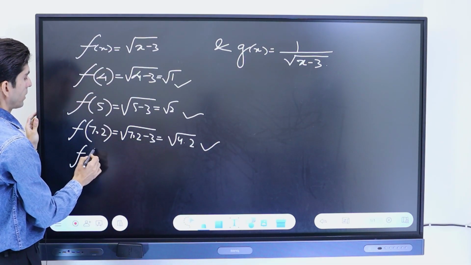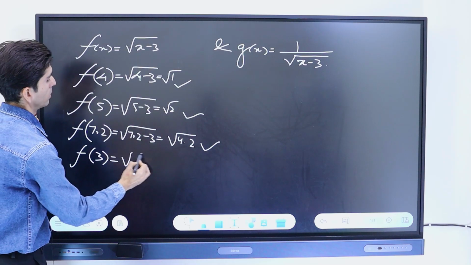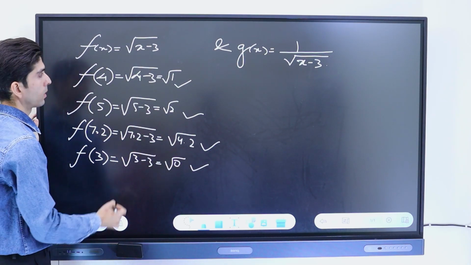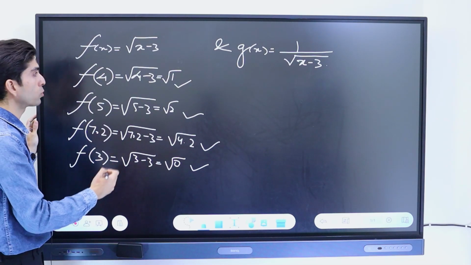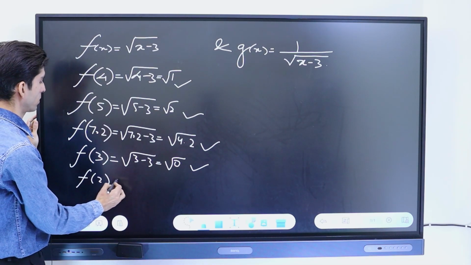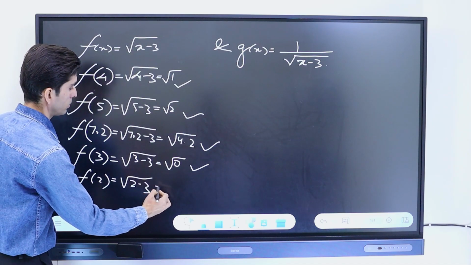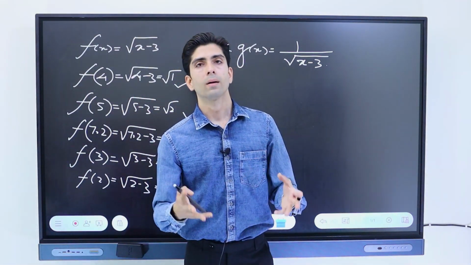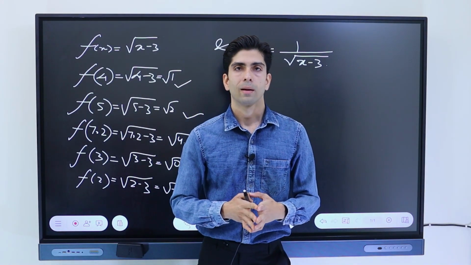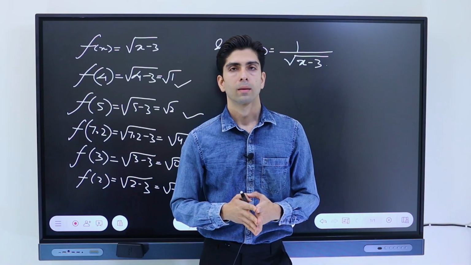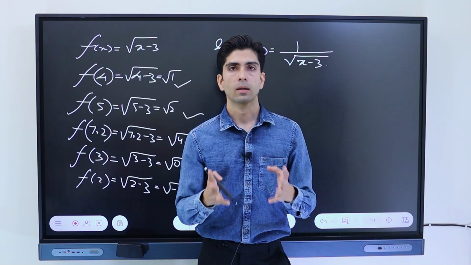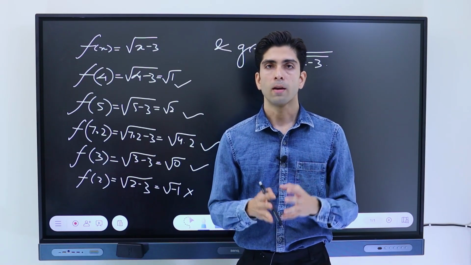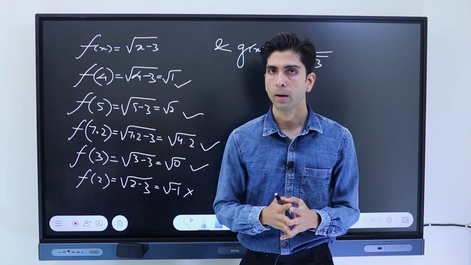What if I take x = 3? So we have 3 - 3, square root of 0. Again, it is defined. Now if I take x = 2, what happens? 2 - 3 is equal to square root of -1. It is not defined. So in our earlier classes, we have all studied that whenever we have a square root sign, whatever is written inside the square root sign has to be either positive or 0 if we want the square root expression to be defined.